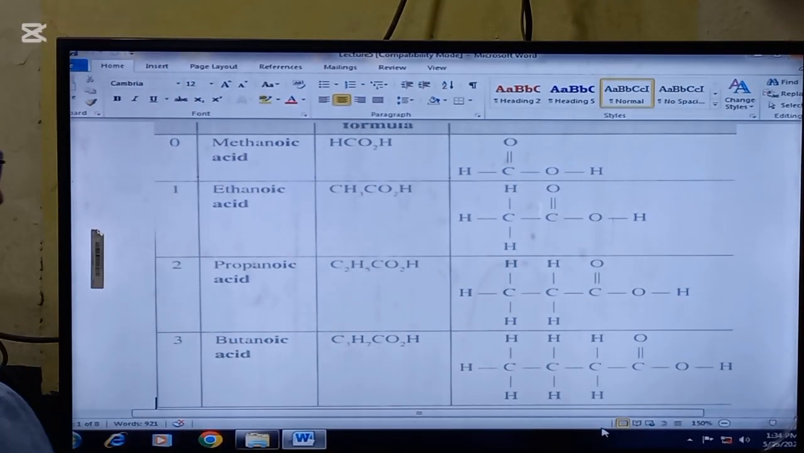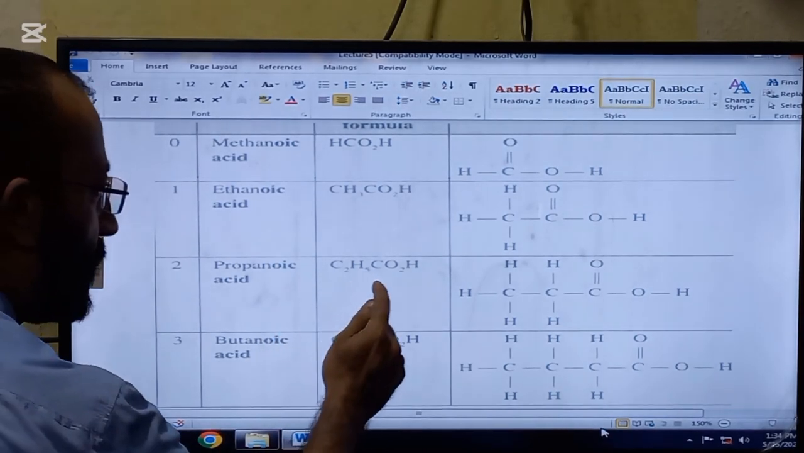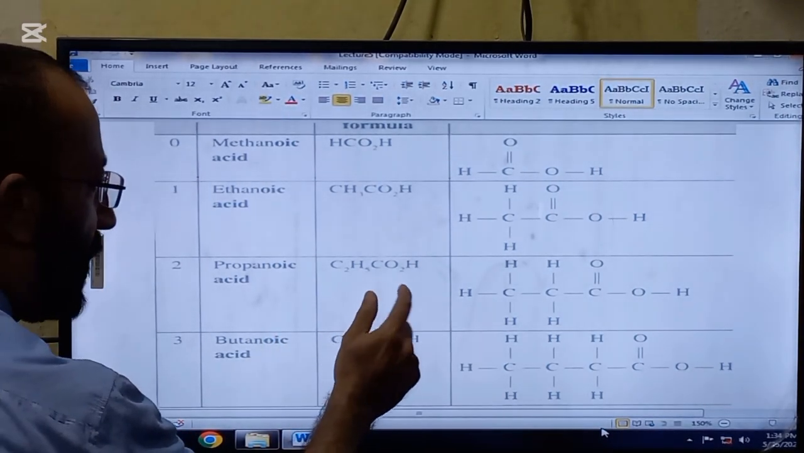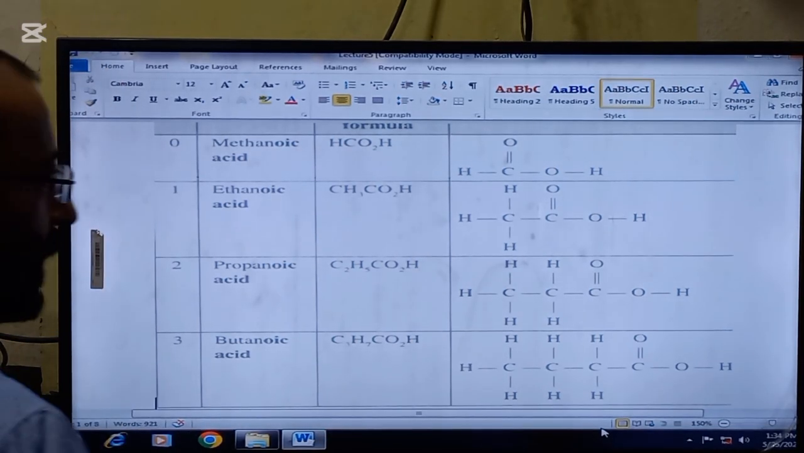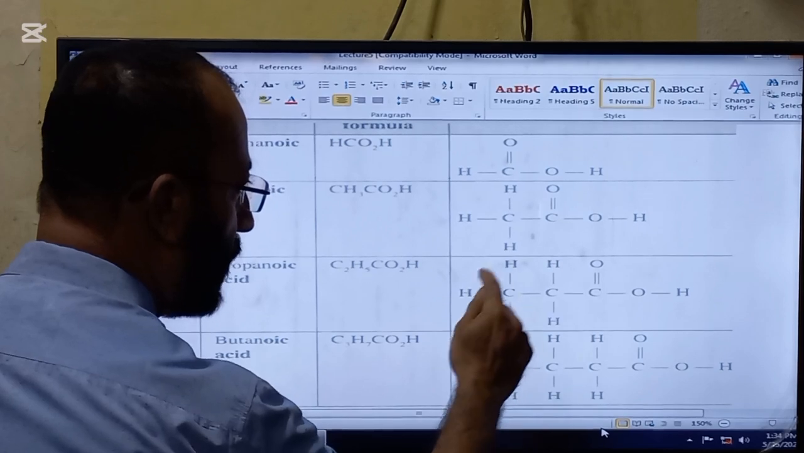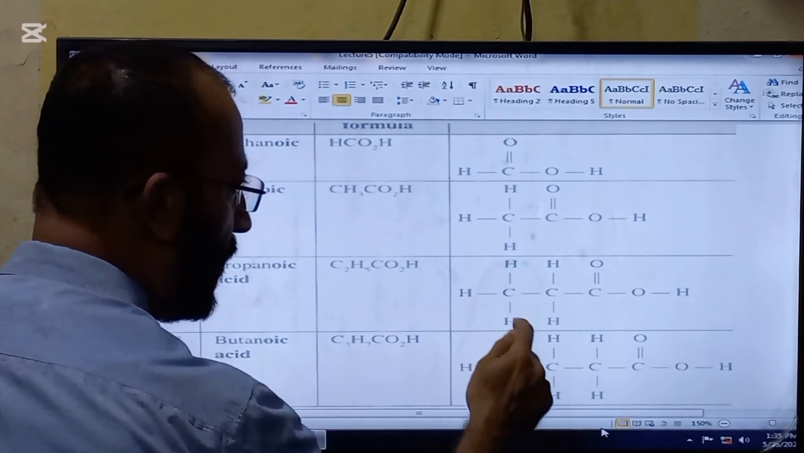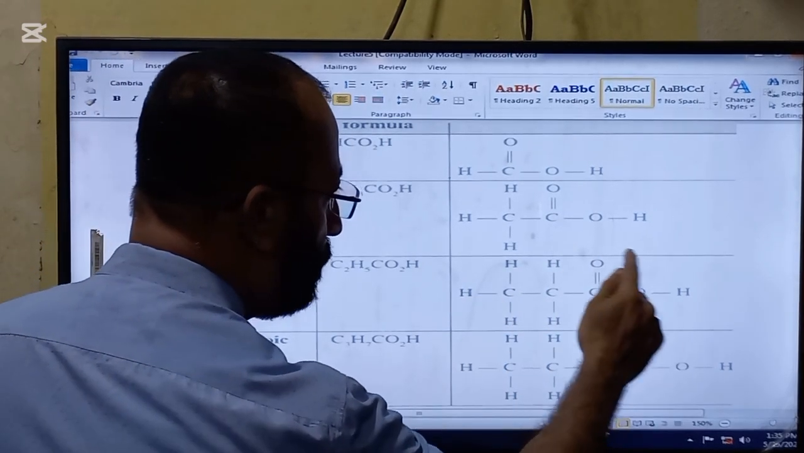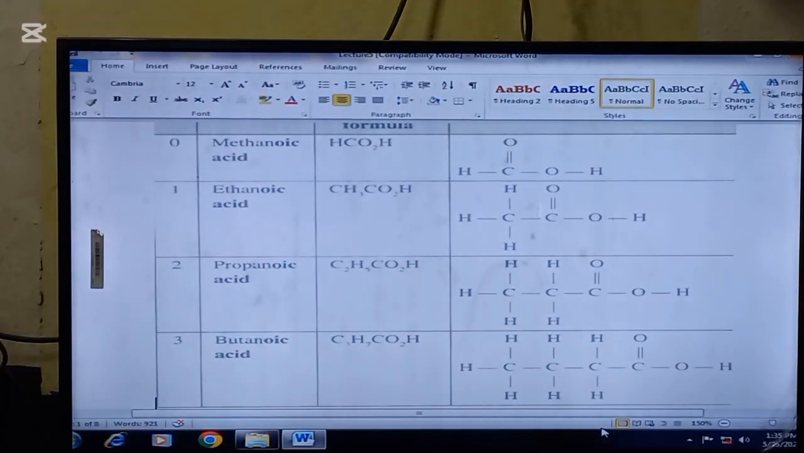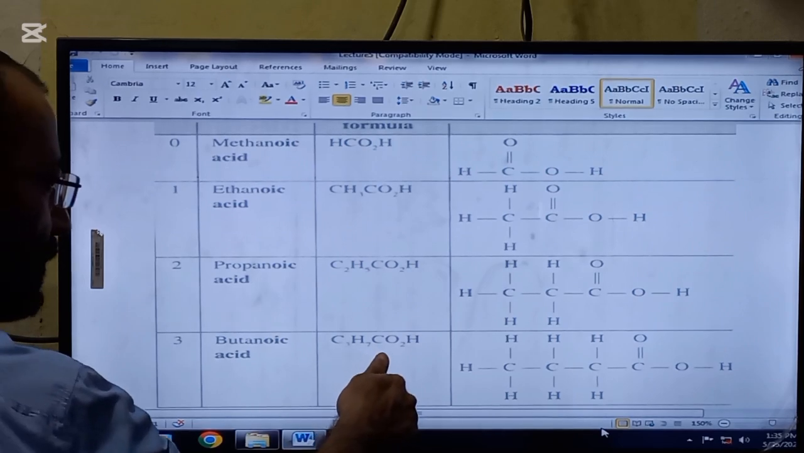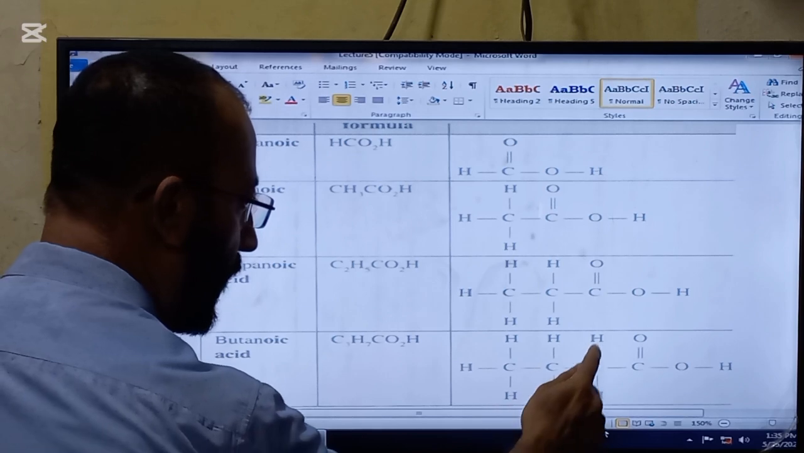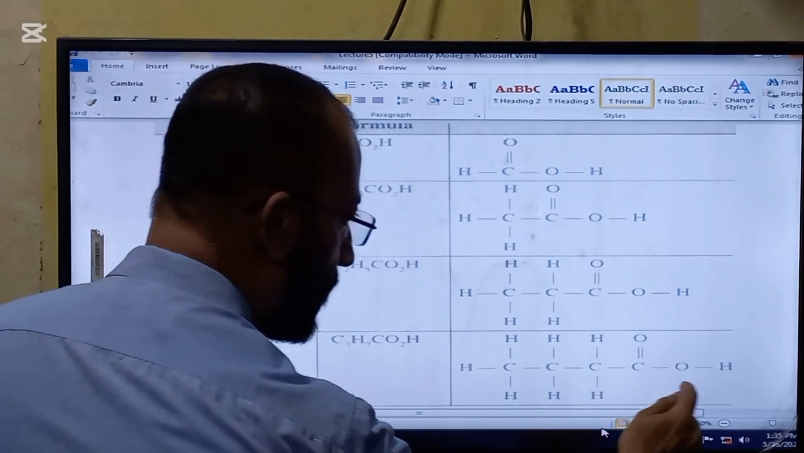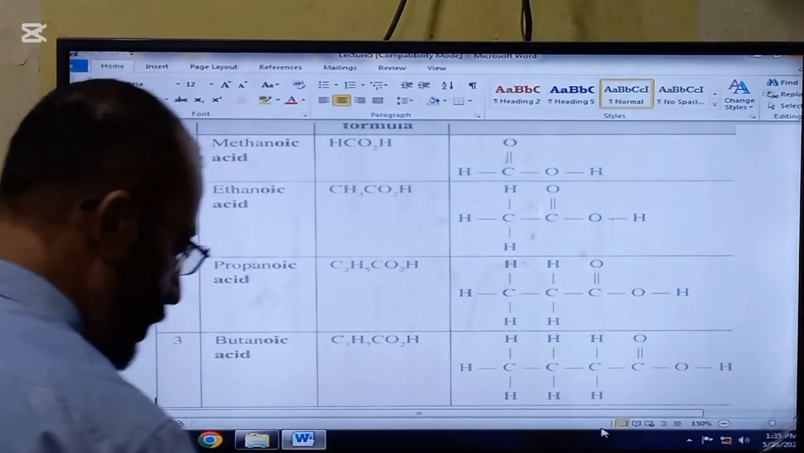Next is propanoic acid. Formula is C2H5COOH. The last H will be replaced by the COOH functional group. Up to here, this will remain the same. Single bond will be there. And this is the COOH functional group. Next is butanoic acid. The last H will be replaced by COOH. Up to here, single bonds will be there. And this is the last functional group which will be attached.